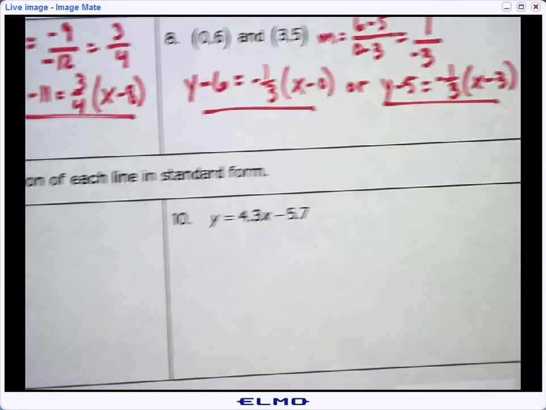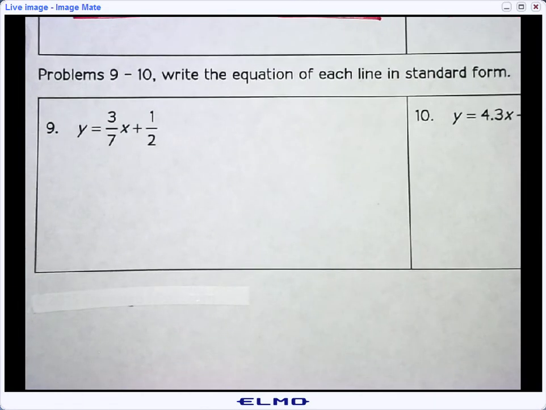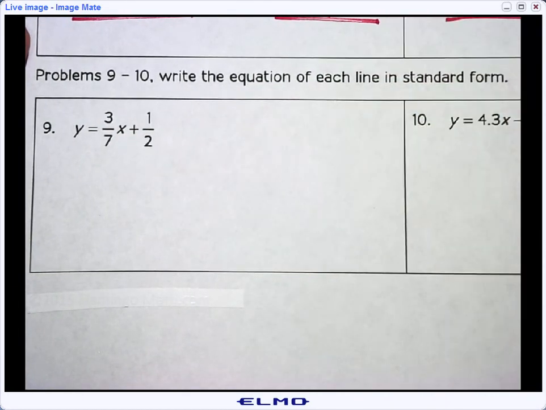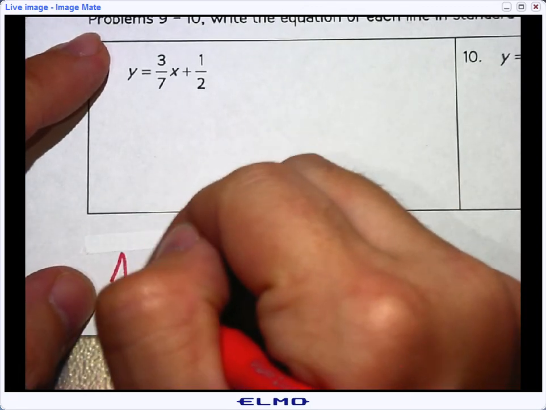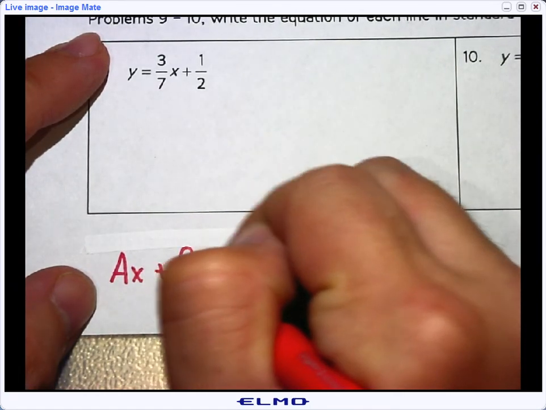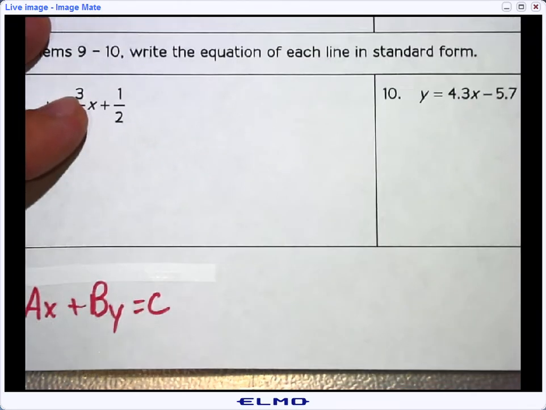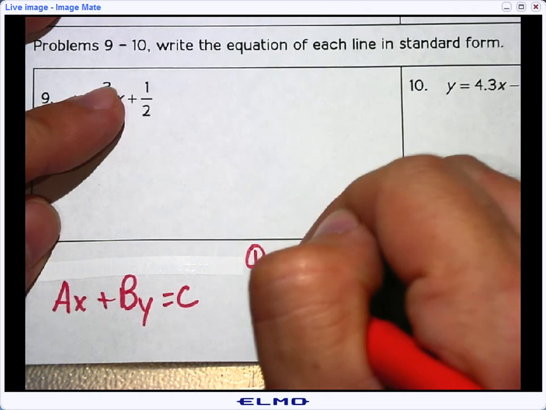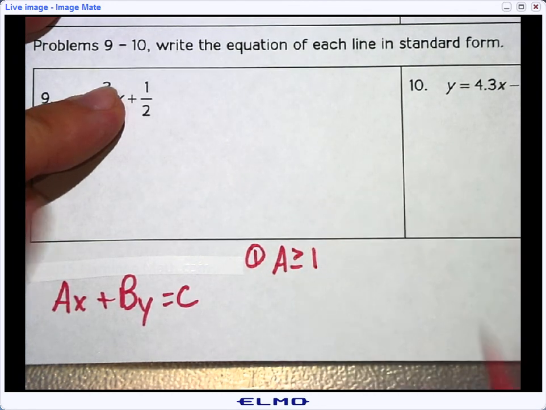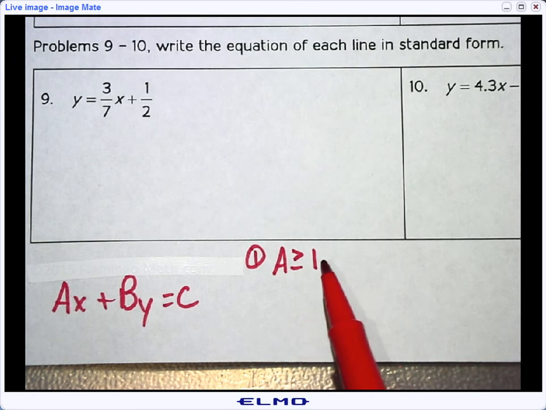Okay, problems 9 through 10. They want me to put the equation in standard form. Remember, standard form looks like ax plus by equals c. There are a couple of conditions that have to be met before we can say it's in standard form. The first thing, A has to be positive. So that's what this means. A is greater than or equal to 1. That means your A has to be positive.